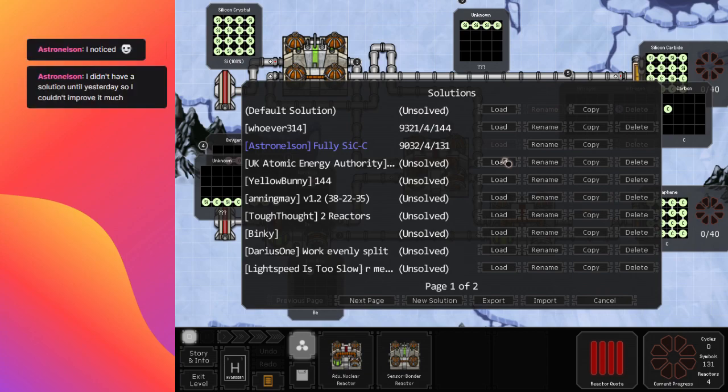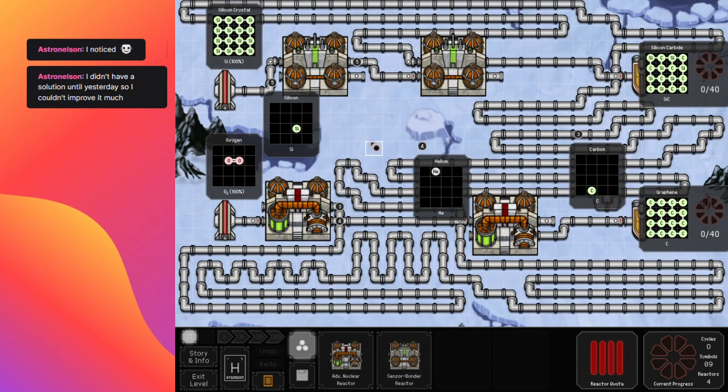UK Atomic Energy. Yeah, that's okay. This puzzle is rather difficult, I will say that. UK Atomic Energy Agency, which is, oh boy, this team, let me see if I can remember.